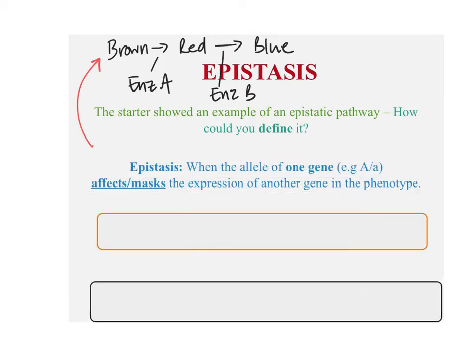Now, definition-wise, it's quite a key one to be able to regurgitate because it's often one of the ones that has underlined words in the answer, which means that you have to be able to get the key terminology correct. So epistasis is when the allele, so the variant of one gene, so maybe big A or little a, affects or masks the expression of another gene in the phenotype. So we're looking at a combination effect here. And we're looking at more than one gene. You're not going to get epistasis in a question that's only monogenic. That's something to bear in mind.